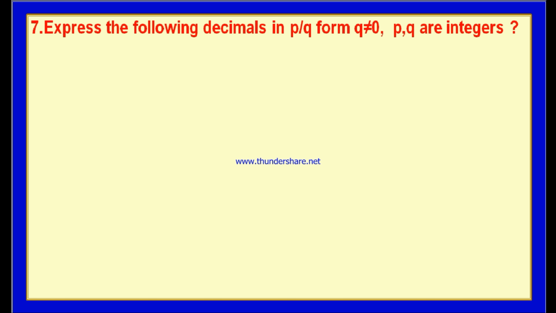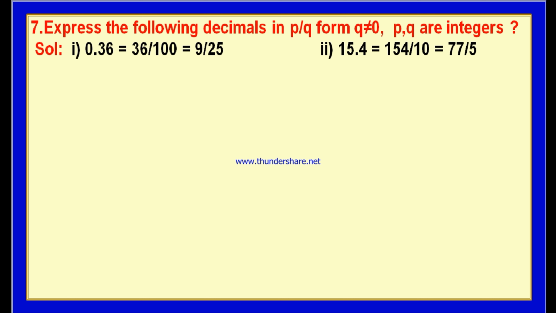Now question number 7. Express the following decimals in P by Q form where Q not equal to 0 and P, Q are integers. First bit is 0.36. As there are 2 places after the decimal, you write 36 by 100. Now you can cancel 4 in both 36 and 100, so that it is 9 by 25.